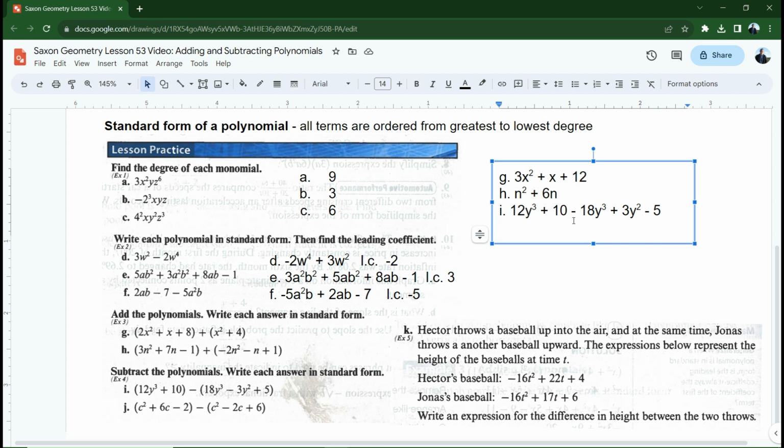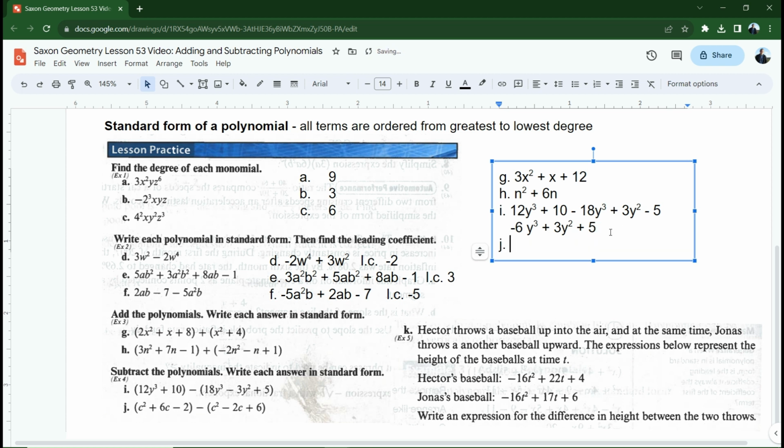12y cubed minus 18y cubed is negative 6y cubed. All right, you have to be good. At this point, you should be really good at adding positives and negatives like that. Plus, well, I only have one y squared term. It's plus 3y squared, not minus anymore. And then plus 10 minus 5 is 5. This is my answer for I.